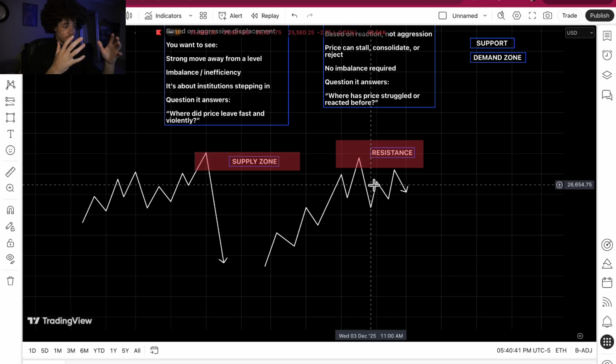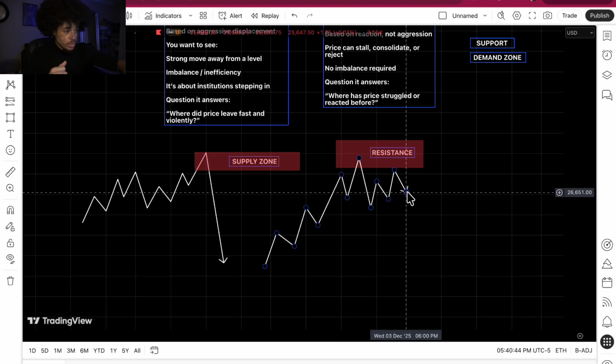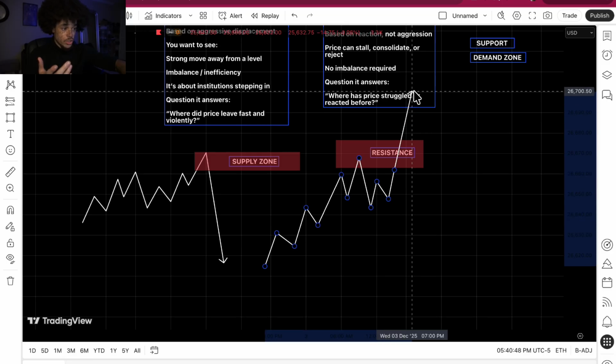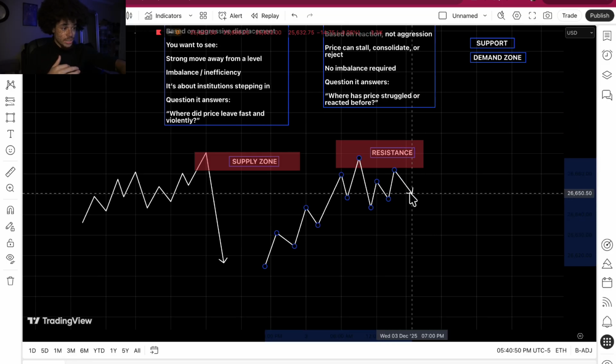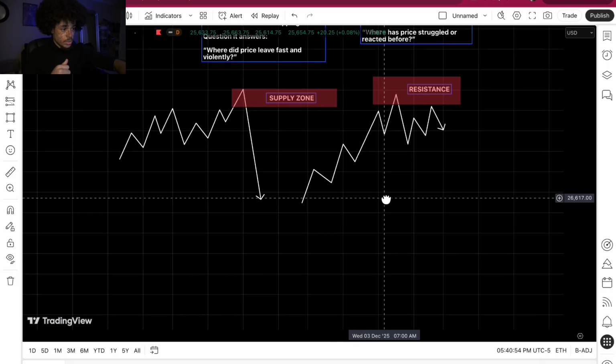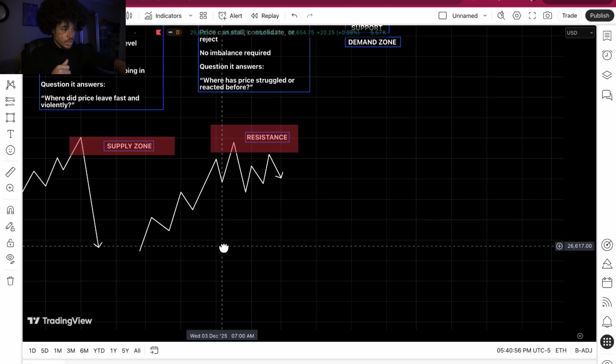After this consolidation phase, the market could end up choosing a direction, meaning it might shoot down or it might shoot upwards. So whenever the market is consolidating, just wait for the market to choose its direction. All right. Now, support and resistance would just be the opposite.